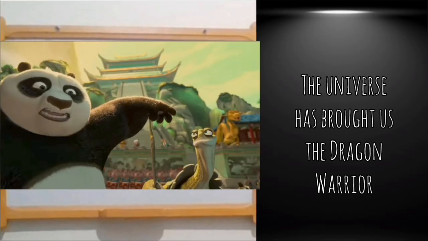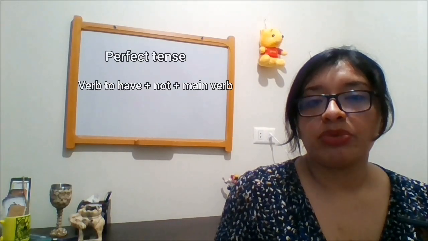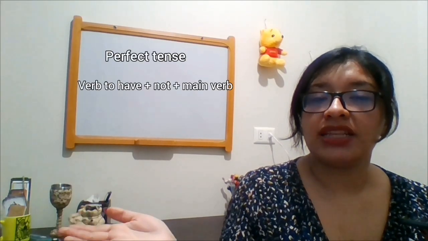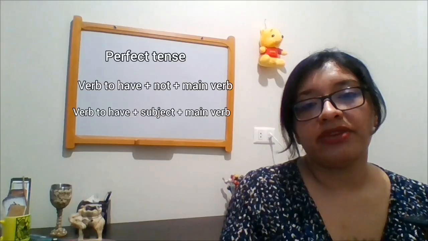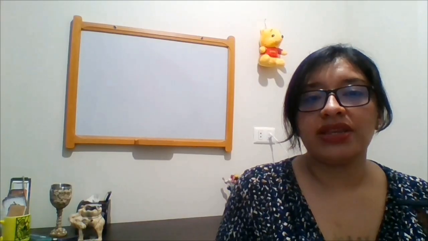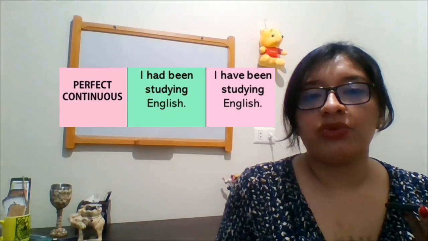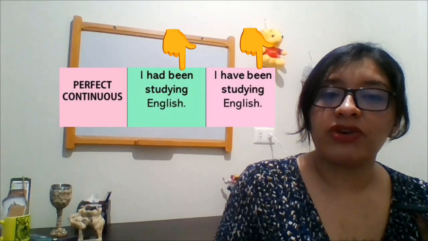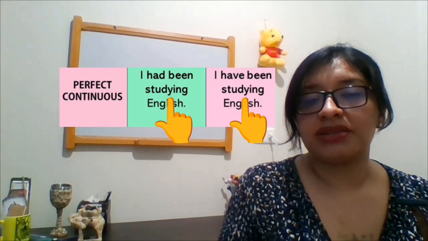Here the verb to bring is the main verb and the verb to have the auxiliary verb. In negative sentences, we put the verb to have before the main verb in its past participle form and before the subject in questions. We do the same in the perfect continuous tense, but we use the verb to be in its past participle form and the main verb in its present participle form.